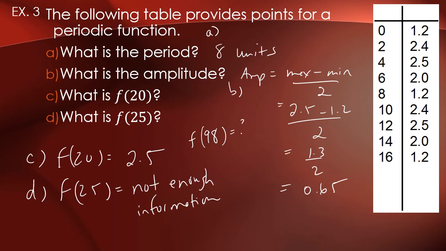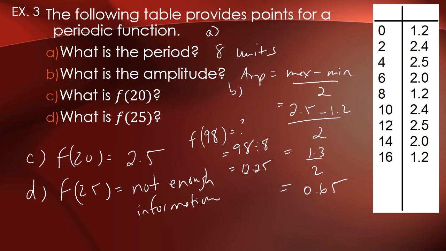So how can we figure that out? Some of you probably have pretty good problem solving ability, you've proven that. Maybe you're thinking something like this. I know my points repeat every 8 units. So if I do 98 divided by my period, what do I get? 98 divided by 8, I get 12.25.